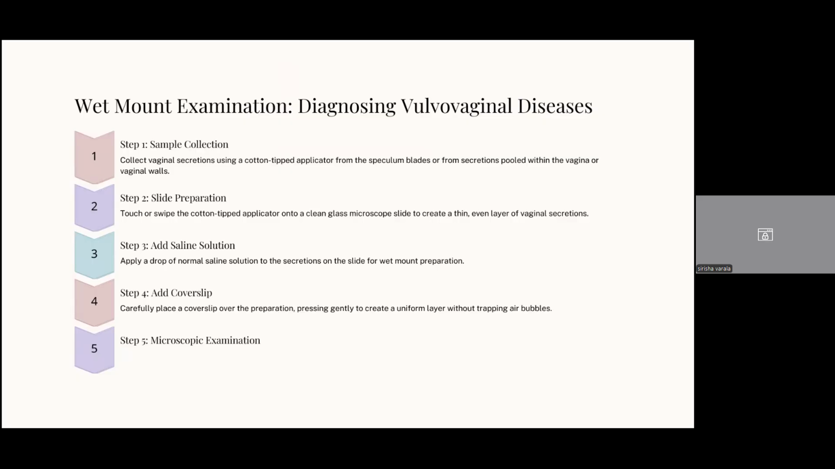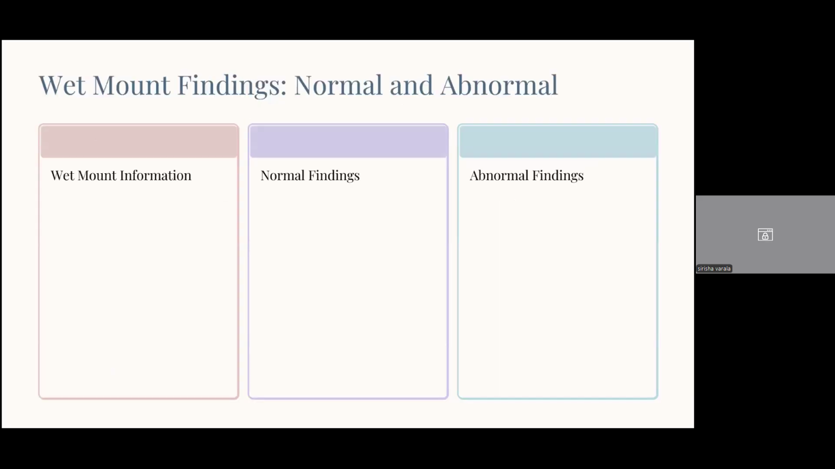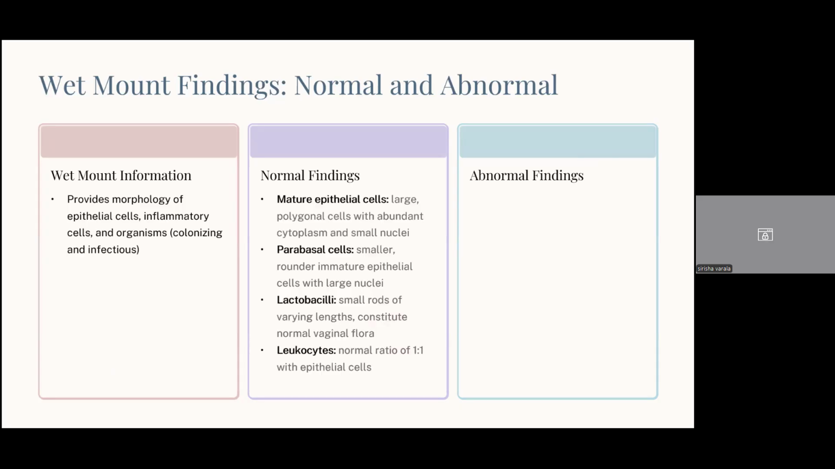You place a cover slip, then just make sure you remove all the air bubbles and examine under low power scanning first, and then high power for detailed observation. So what are we looking at? We are looking at the morphology of the epithelial cells. We are looking at the type of inflammatory cells and the organisms. Are they normal or are they infectious? So normally what we see is mature epithelial cells, which are large polygonal cells with abundant cytoplasm and small nuclei.